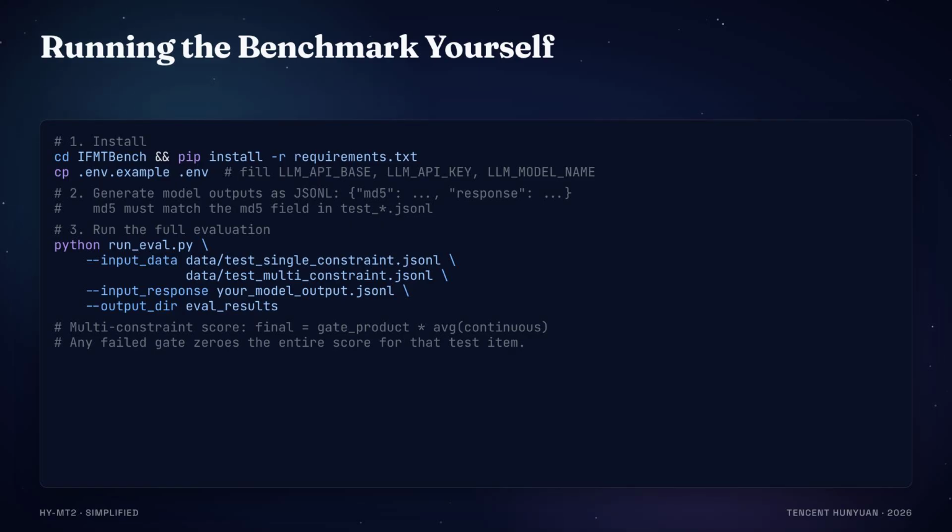Look closely at the multi-constraint formula. The final score equals the product of all gate scores times the average of all continuous scores. That means a single failed gate zeroes out the whole test item. It is brutal but realistic. A translation that drops a JSON key is broken. Full stop, no partial credit.